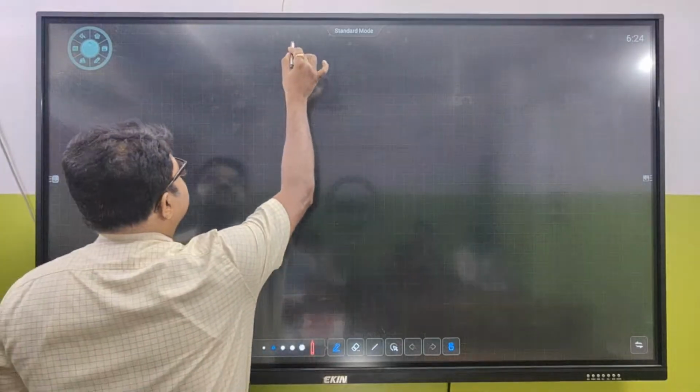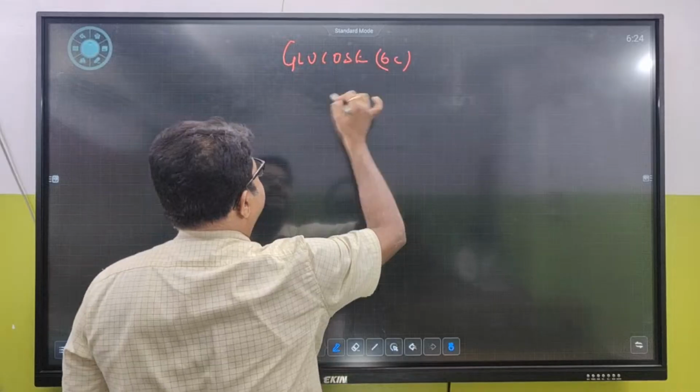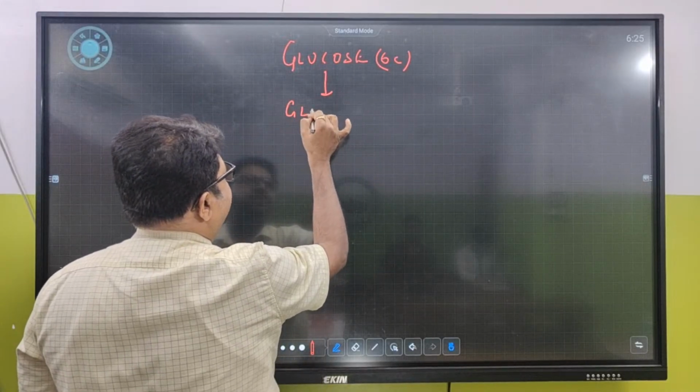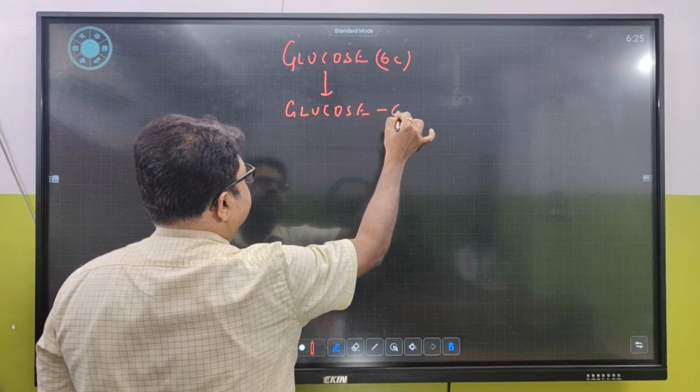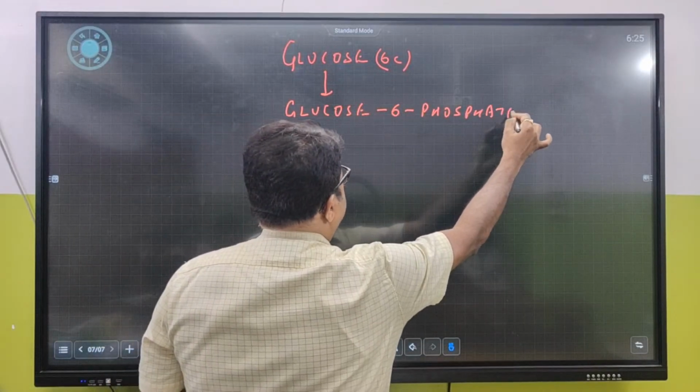Okay, let's start with this. Glucose. How many carbon in glucose? 6 carbon. From glucose, what is being formed? Glucose 6-phosphate. That means in the 6th carbon of the glucose, 1 phosphate has been added.